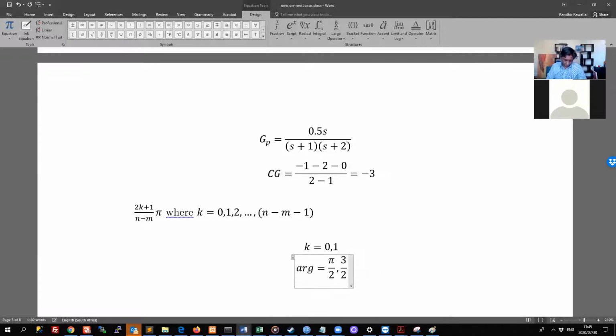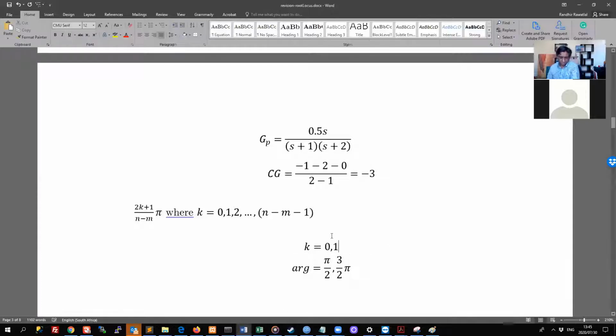3 over 2 pi. So those are the two angles. So we seem to have a point at -3, and we have an angle of pi by 2. If you're pointing along the positive real axis, then pi by 2 is vertically upwards. So you can imagine at the point -3 pointing vertically upwards, and then 3 over 2 pi.